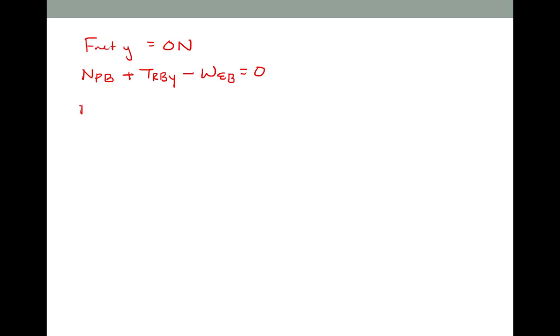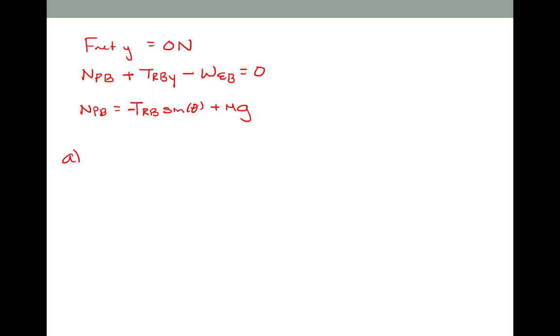This allows me to solve for the normal force from the pond on the block in terms of the y component of the block's tension and the block's weight. I cannot really plug numbers in at this point because I don't know what that tension is. That's what I'm trying to find in part A.